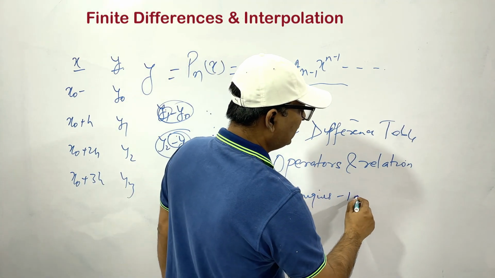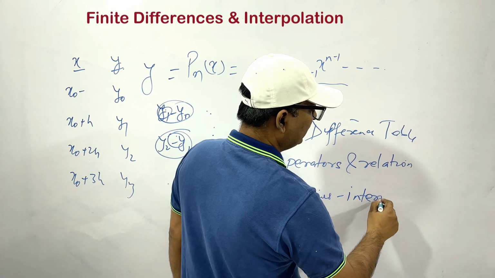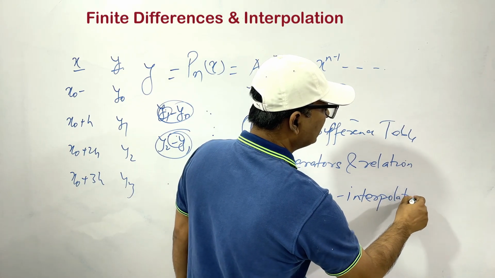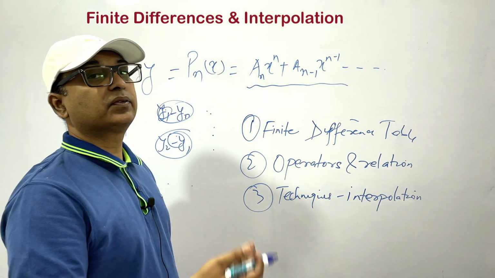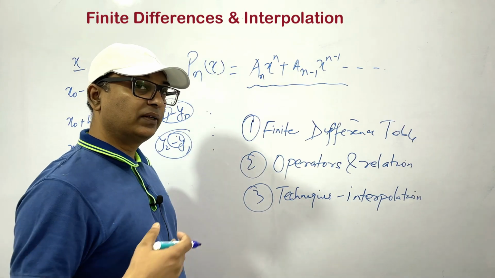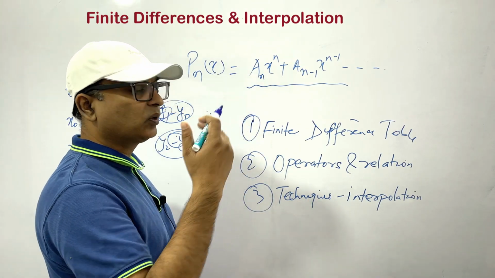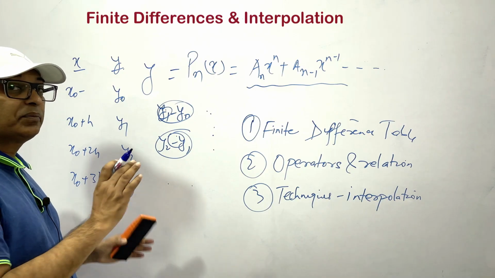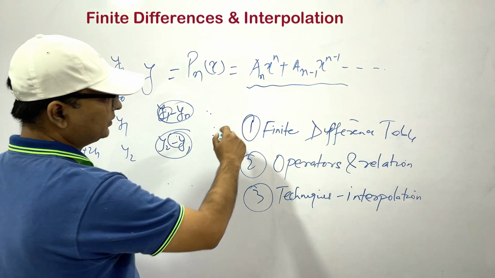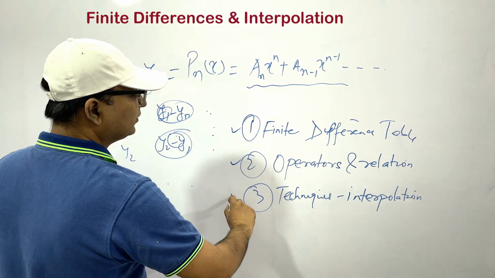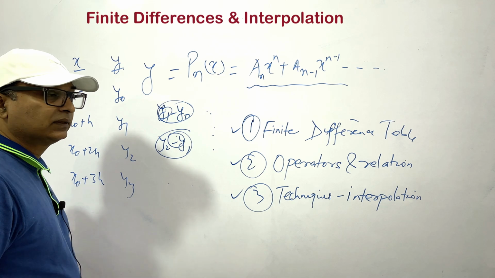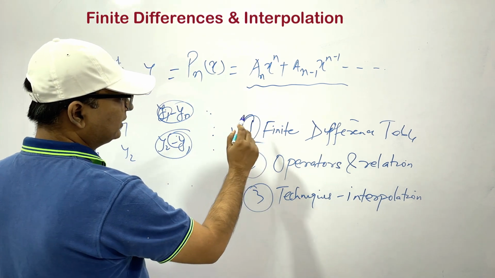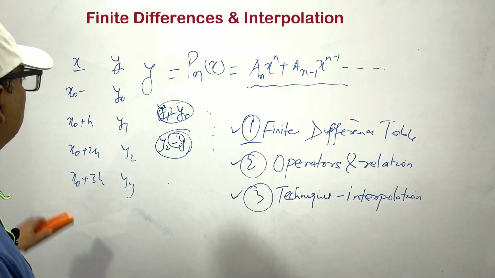for interpolation and extrapolation. Techniques for interpolation, for example, Newton's forward difference formula, Newton's backward difference formula, then we have Gauss's formula. There are so many techniques to find or at least approximate the value. So this is first step, this is second step, and then finally we will see different techniques. Okay, so I'll start with this today, finite difference table.